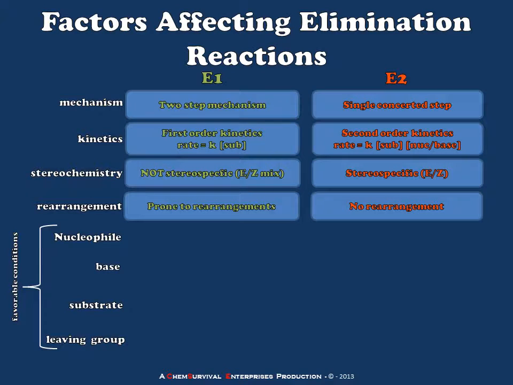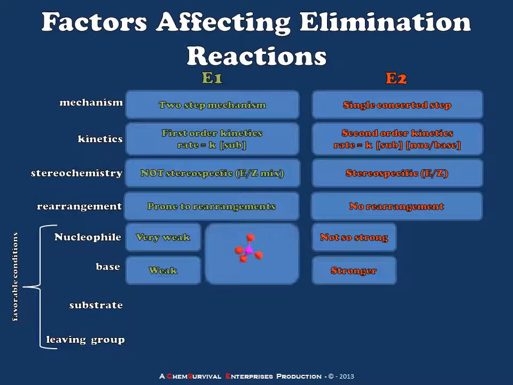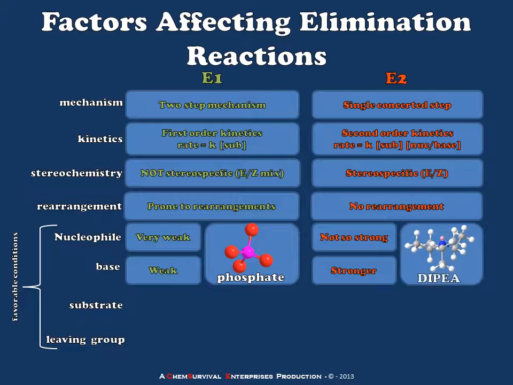As far as conditions which promote each of these reactions, we expect to have a very weak nucleophile for E1 and a relatively weak nucleophile for E2. That same species, which is a very weak nucleophile, should act as a relatively decent base. But remember, in an E1 reaction, if our base is really strong, we're going to start pushing ourselves in the direction of an E2 reaction. An example of this would be using phosphate ion to promote E1 or diisopropylethylamine to promote E2.